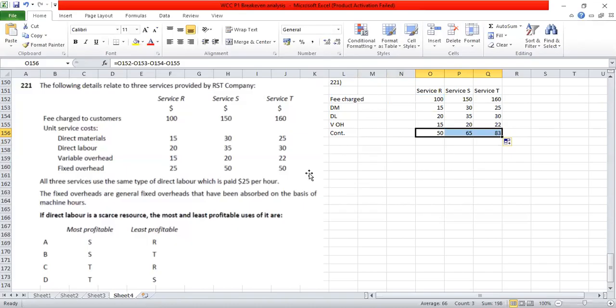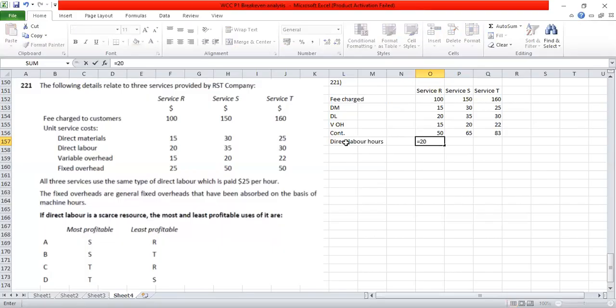If direct labor is a scarce resource, the focus will shift towards direct labor. So how much direct labor is used is the criterion to be looked into, the direct labor hours. But the number of direct labor hours is not mentioned. The only information given is $25 per hour. So the direct labor cost was calculated at the rate of 25 per hour. Now let's find out how many direct labor hours were used.